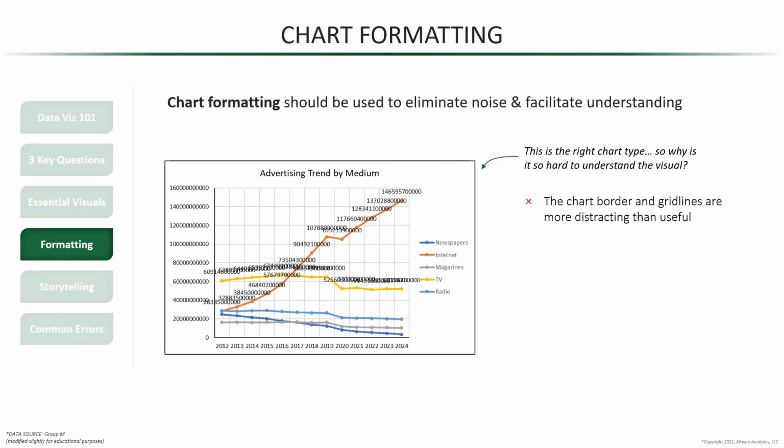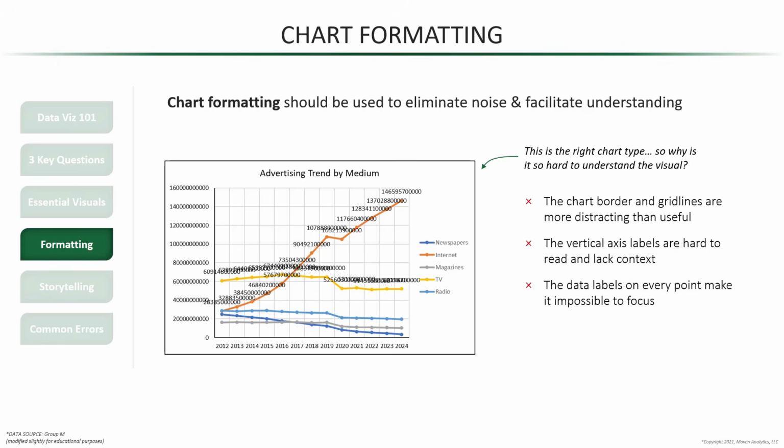A, the chart border and grid lines are more distracting than they are useful. I mean, they're not really adding any value here. B, the vertical axis labels are not only hard to read with all those zeros, but they also lack context. I mean, what are we looking at here? Is it number of ads? Is it ad engagement? Is it ad spend? Who knows?